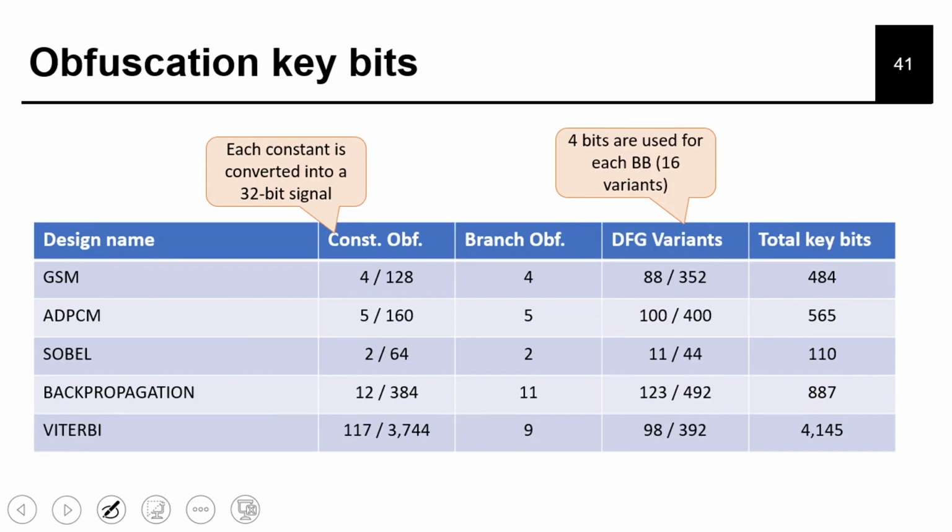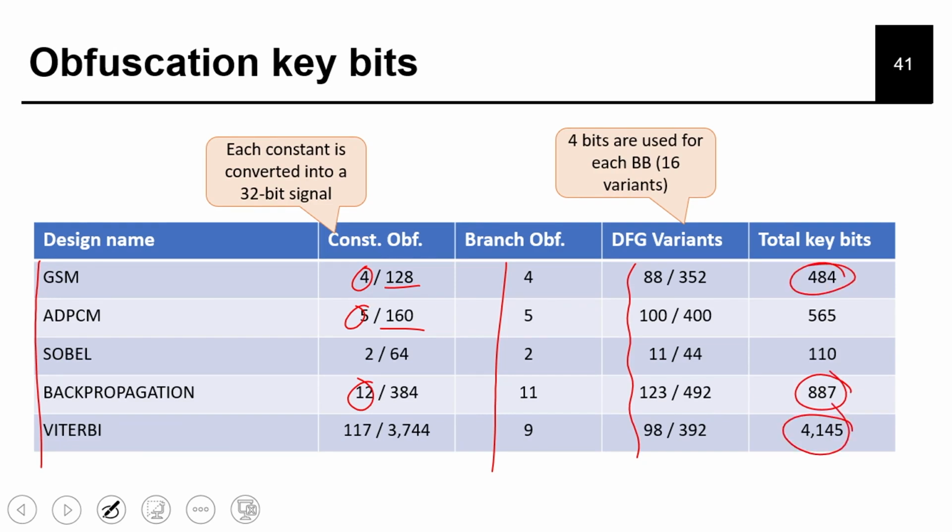So, just to demonstrate that, some designs were taken. How many constants were locked, what is the key size, because you can think about that it is 32 bits, right. So, then 120 key size, this many constants were locked, this many branches were locked, this many DFG variants, basically the operation obfuscation, and finally, this is the key size. You can see here 400, 500, 4000 is the key size. So, just locking a few constants, some branches, some operations, you can have a key size which is 800.